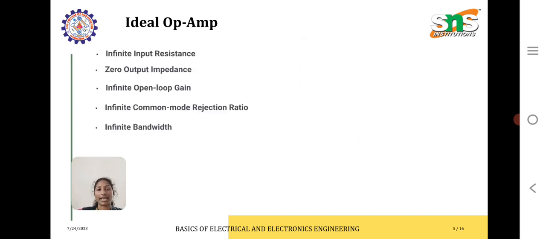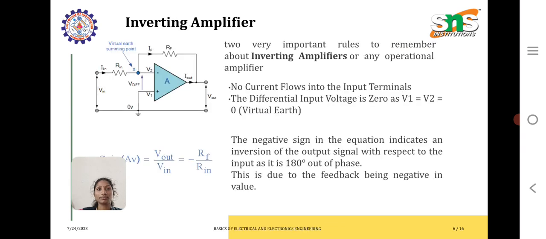So we have the ideal operational amplifier, which has infinite input resistance and zero output impedance. These are the characteristics of an ideal operational amplifier. Infinite bandwidth also.